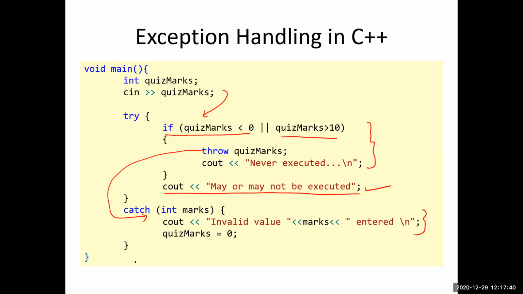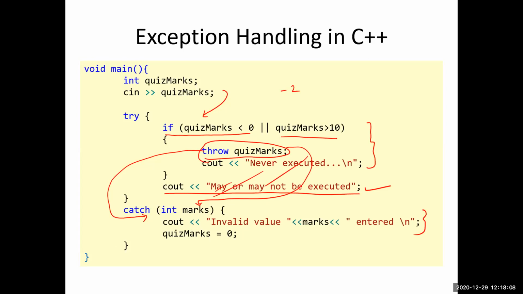and then your program will terminate. On the other hand, if the user enters an illegal value, for example say -2, what will happen? This if condition will be true. You will come to this statement throw quiz marks. What will happen? You will directly go to the catch block, you will skip everything else. These quiz marks will be copied in this variable marks. Now you know that this is the variable which was causing the error.